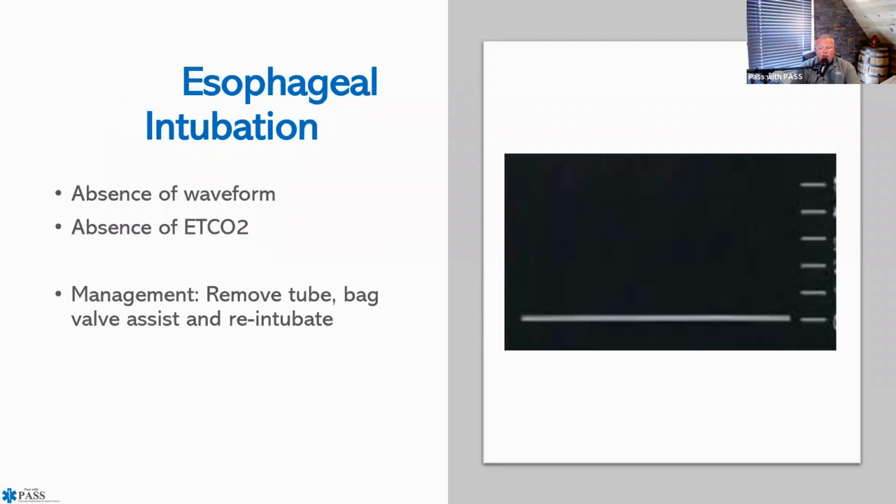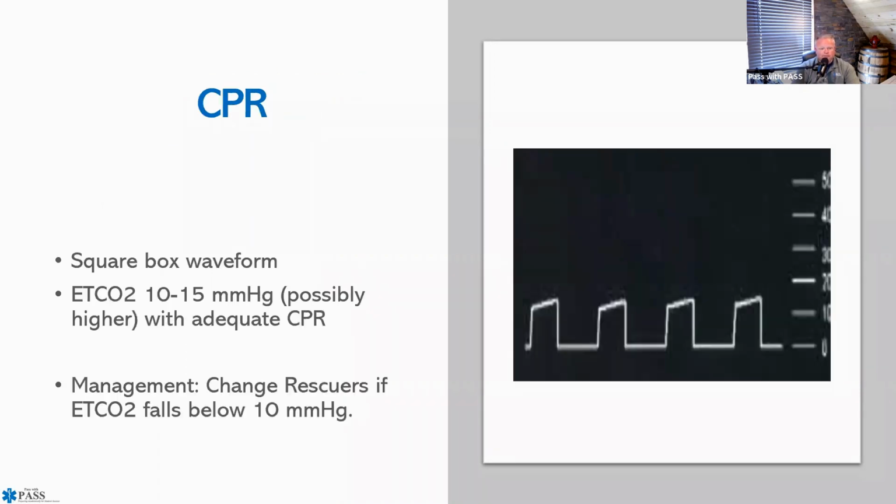Esophageal intubation. This is a little bit different, but the same as well. Before, we were looking at a tube that was in, and then we had a loss of tube. In this situation with the esophageal intubation, we don't even have a waveform. So the tube, if there was a tube that had been placed, was never placed through the glottic opening. It is an absence of a waveform. There's no end-tidal CO2 being registered on your machine. The management here is pull the tube, bag valve assist, and then re-intubate your patient.